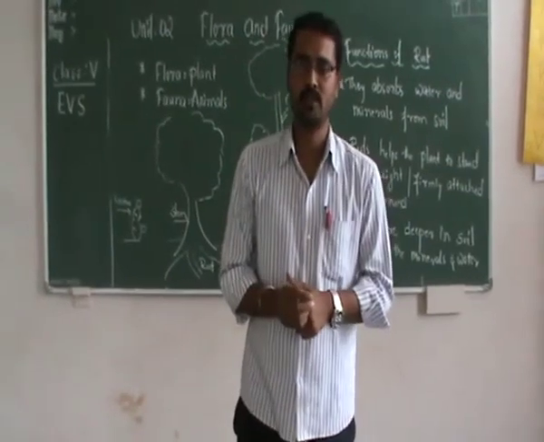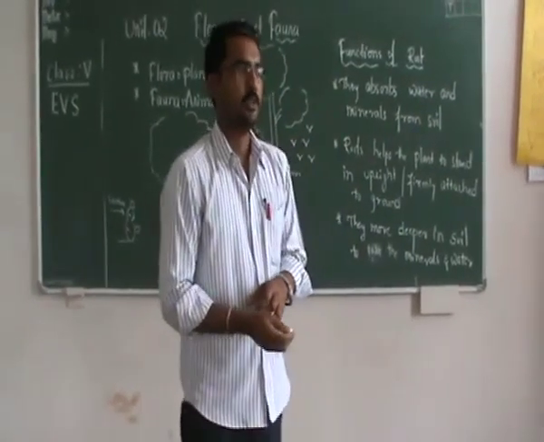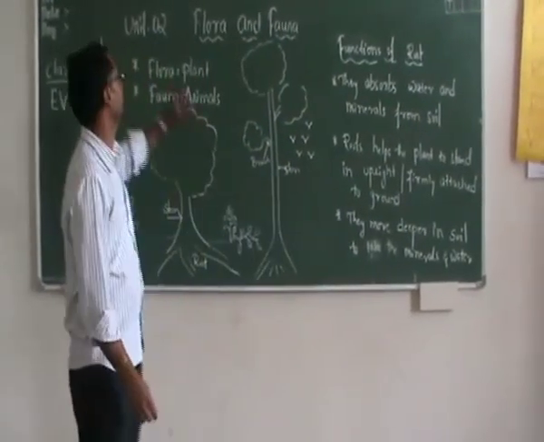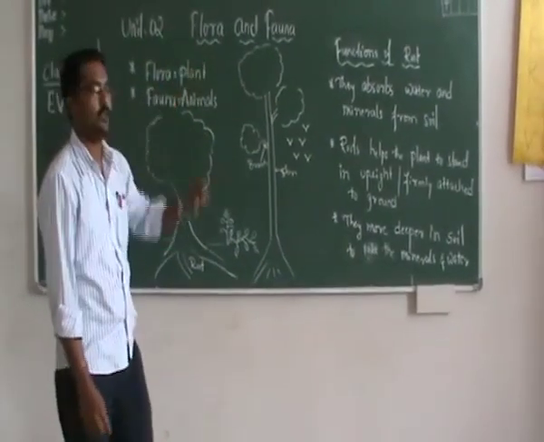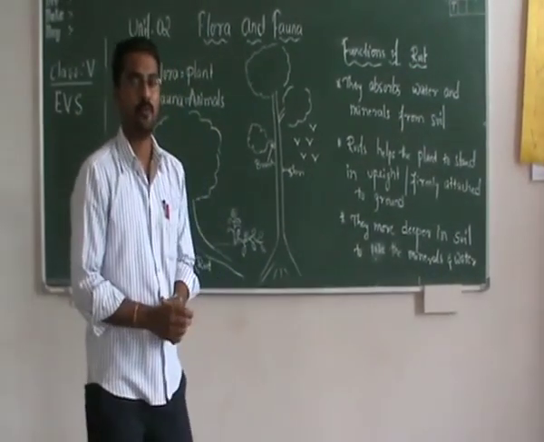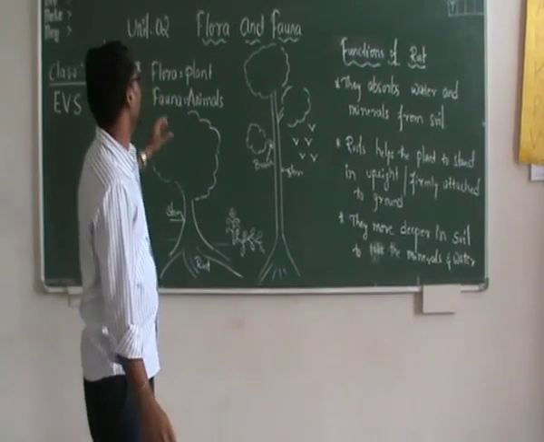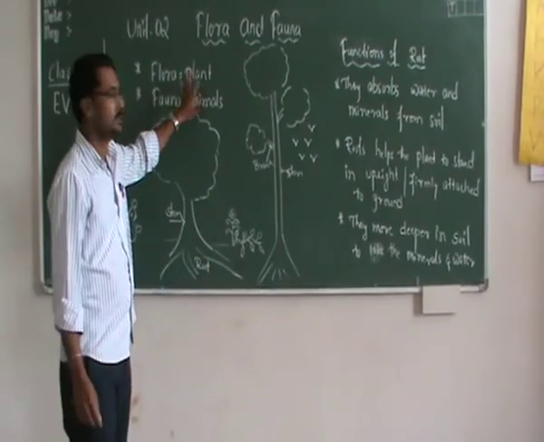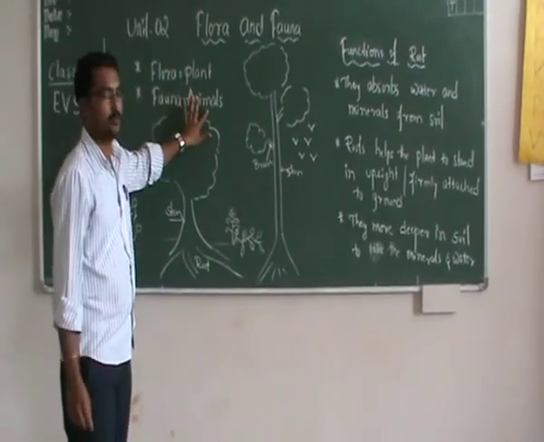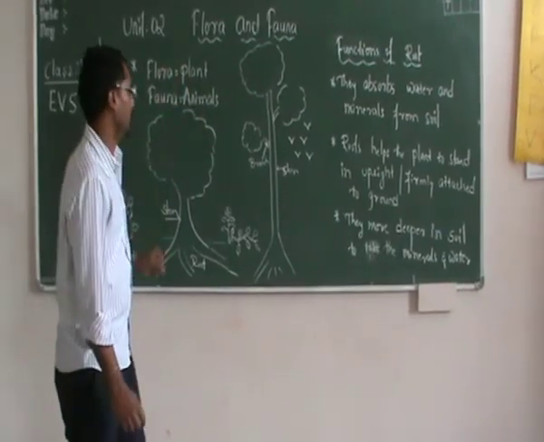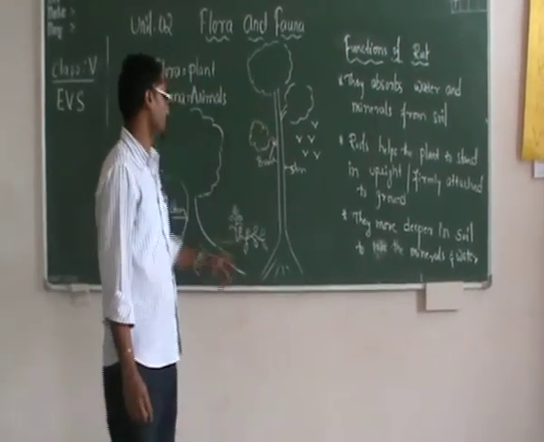So today we are going to start a new chapter, chapter number 2. The name is Flora and Fauna. What is the meaning of flora and fauna? Flora means plants, and fauna means animals. Okay, got it. Now look at these pictures carefully.